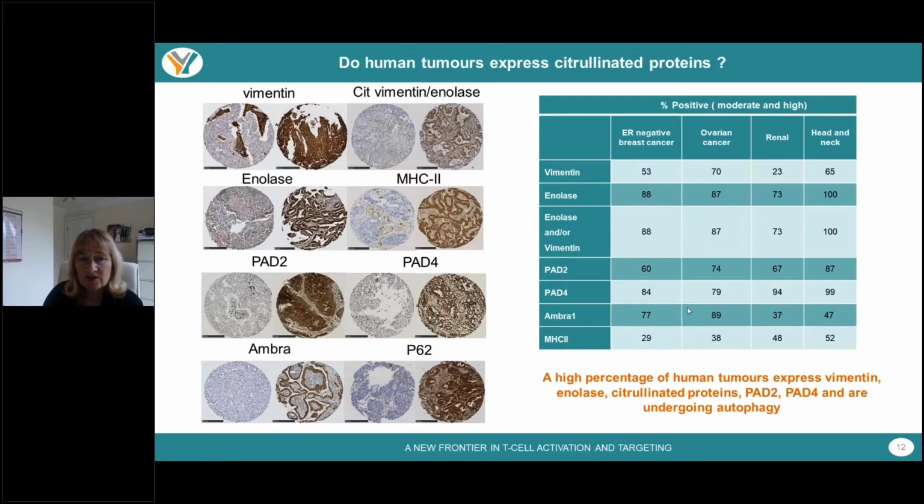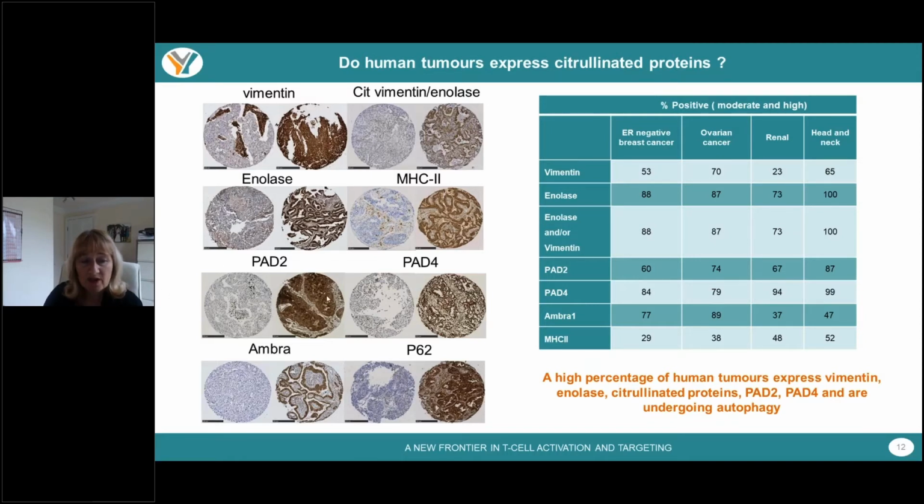We went on to see whether these targets would be appropriate in human tumors. So we've looked for vimentin and enolase. We have actually an antibody that recognizes citrullinated vimentin and citrullinated enolase. And you can see here a nice strong expression in a whole range of tumors. This is just giving you an example. We also looked for MHC class 2 expression, and you can see quite a number of tumors actually do express MHC class 2, and this is without the vaccination, so this is just in the normal tumor growth.